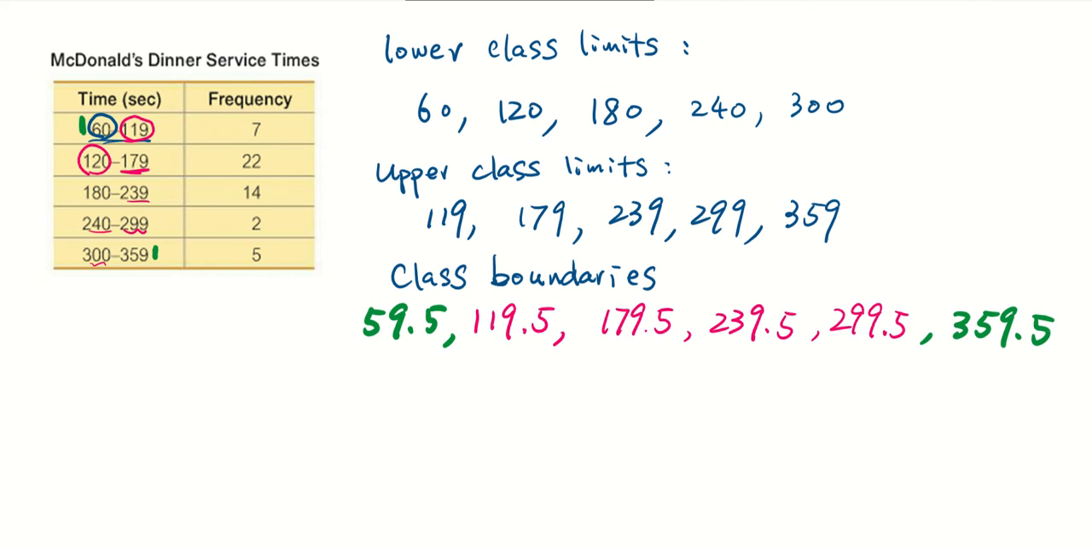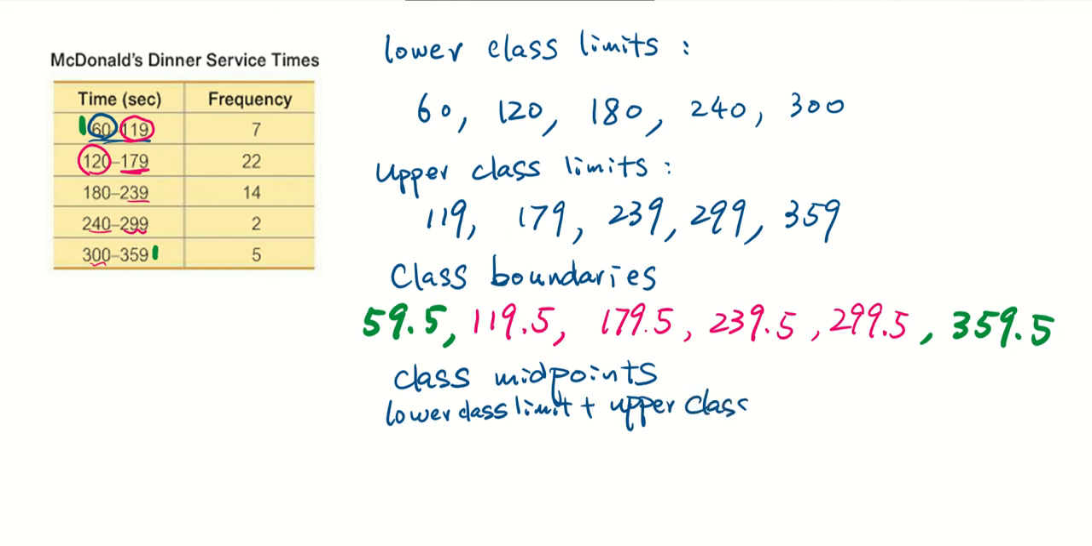Okay, next definition is class midpoints. So what are class midpoints? They are values in the middle of the classes. So how do you find it? It's actually pretty easy. You add up the lower class limit and the upper class limit and divide it by 2. That's your class midpoint. So you use your lower class limit plus your upper class limit and then divide by 2. This number will be the class midpoint of each class.